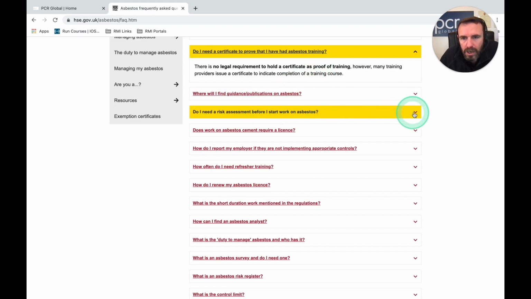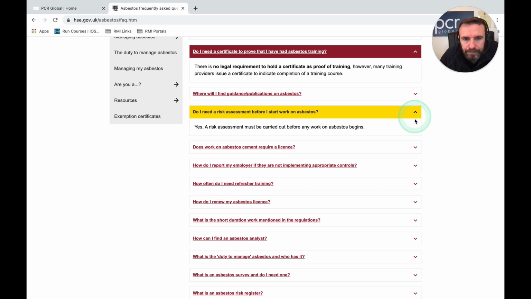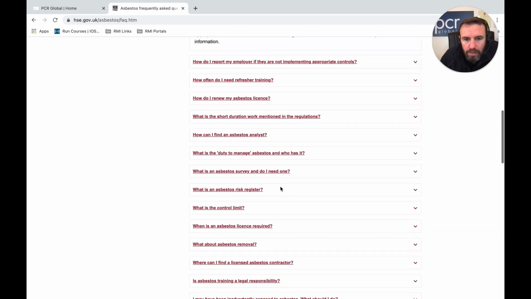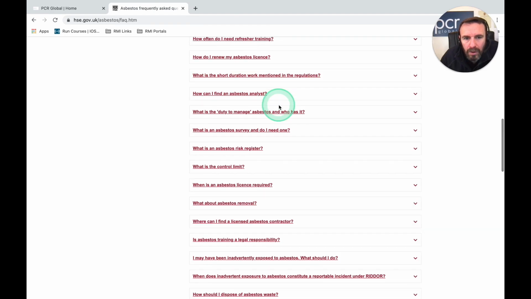Do I need a risk assessment? Definitely. Does work on asbestos cement require a licence? Most work on asbestos cement can actually be carried out without a licence. So it really is important, good part of the website to have a look at.